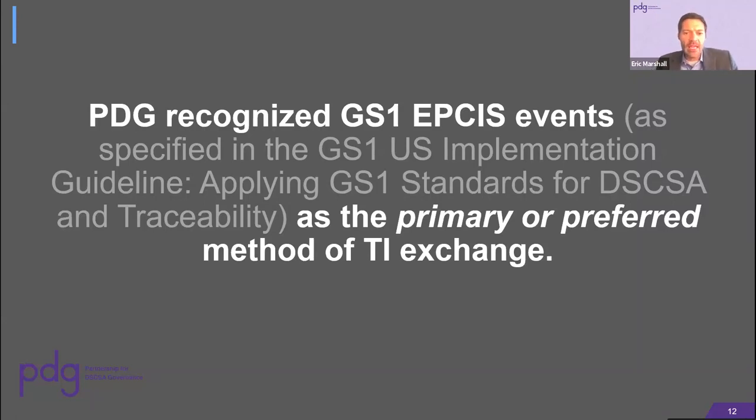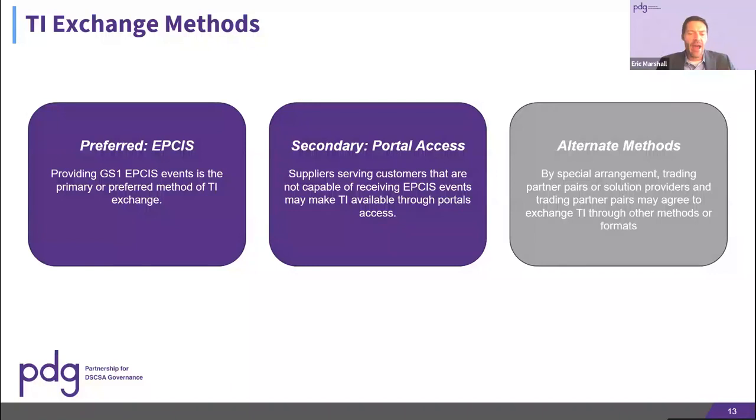So next slide, we'll share a little bit of how we think about that in terms of the different options. Ultimately, we put the methods of TI exchange, how you actually go about exchanging those 13 elements from the prior slide between trading partners. First is EPCIS, using that GS1 standard event-based mechanism for exchanging TI and TS, and we'll get into much more detail on what that looks like.